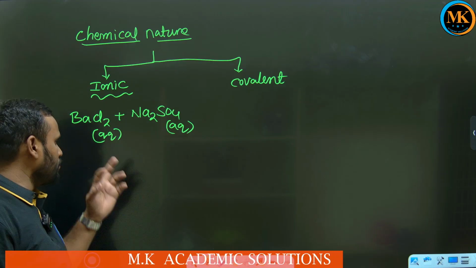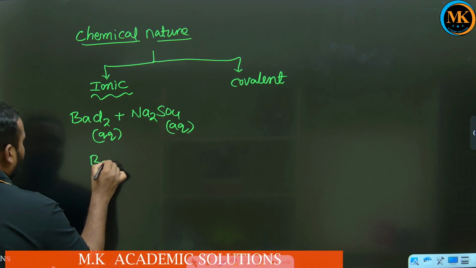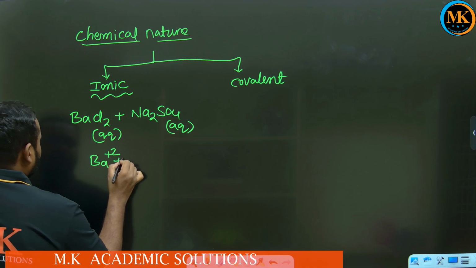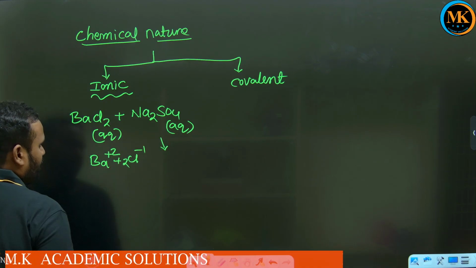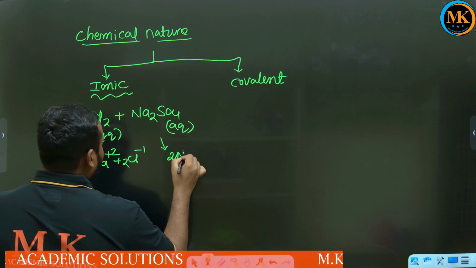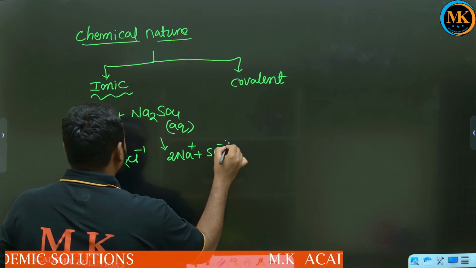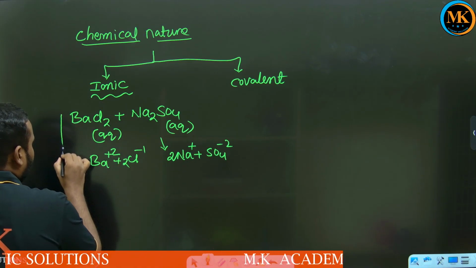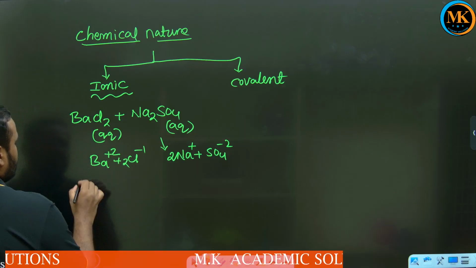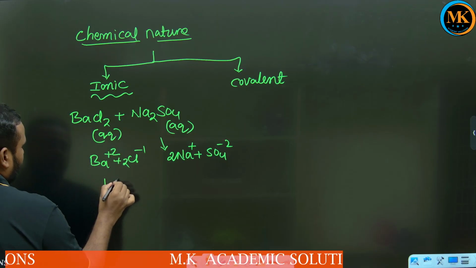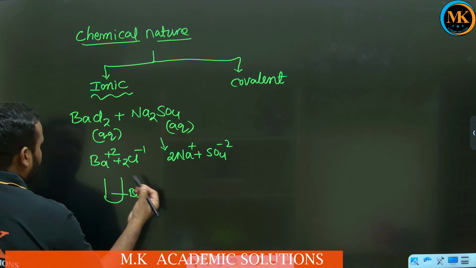In aqueous solution, barium chloride exists as Ba²⁺ and 2Cl⁻, and sodium sulfate exists as 2Na⁺ and SO4²⁻. Okay, so this is present in one container, and this we are going to take in another container. So consider this is the BaCl2, barium chloride aqueous solution.